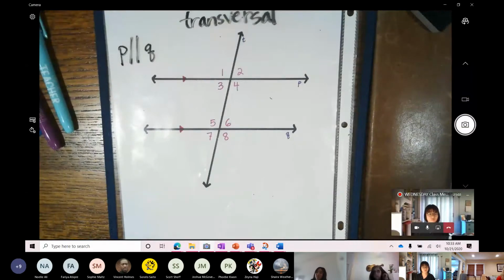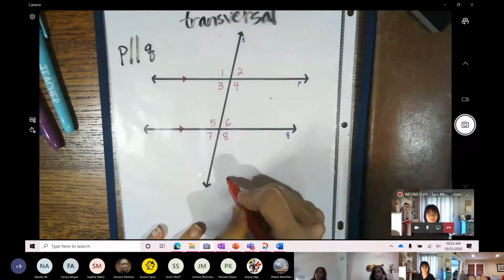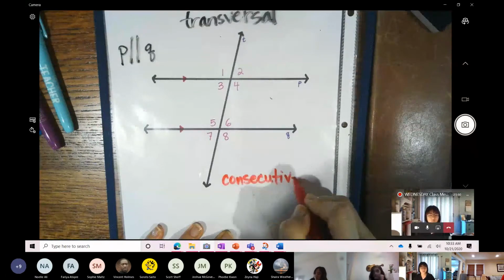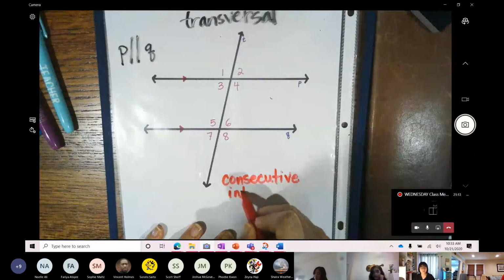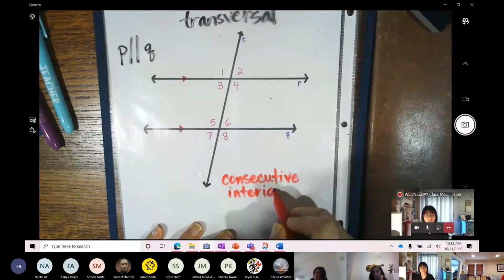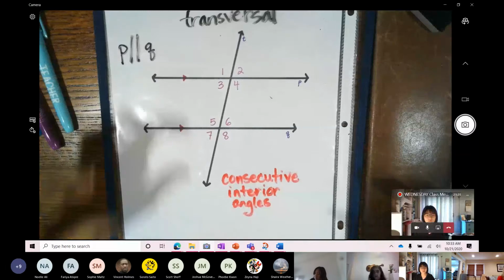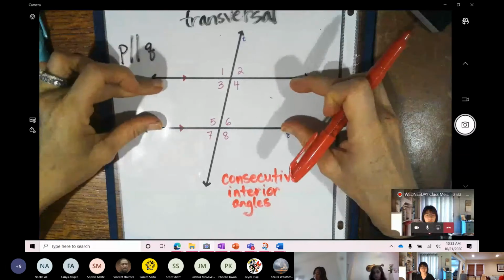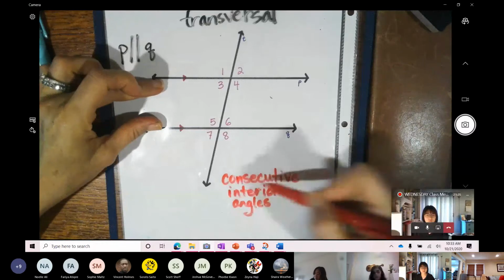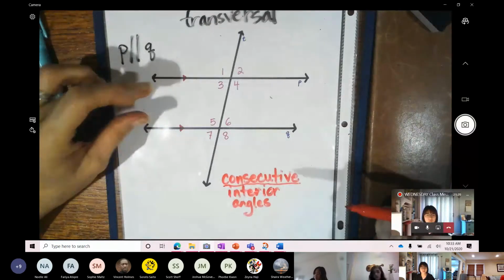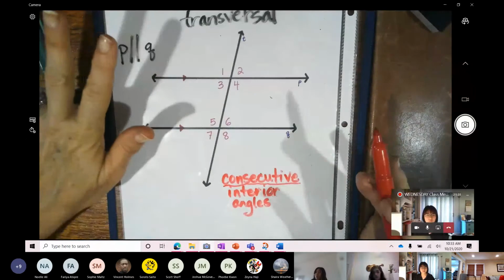So now this last one is called consecutive interior angles. So we already know what interior means. It means between these two parallel lines. But consecutive means one right after each other. There's nothing in between them.